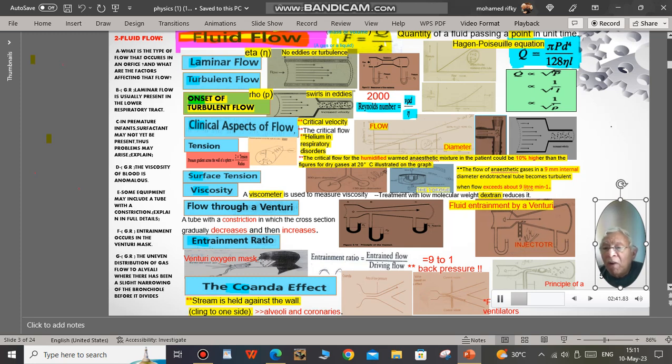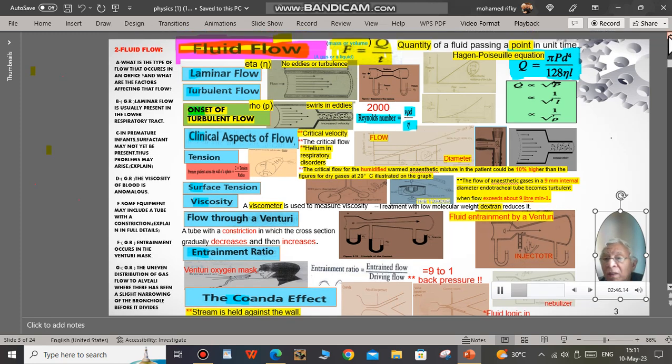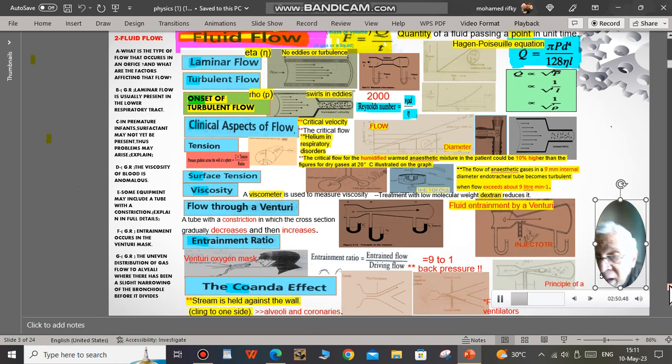Flow which is humidified definitely has a much increased critical velocity. That means that there is a 10% higher. In other words, it gives a number less than 2000 in comparison to the dry gas. Of course, also using air instead of nitrous oxide has the same yielding figure, which is less than 2000. All these are the factors that correlate the diameter to the flow.